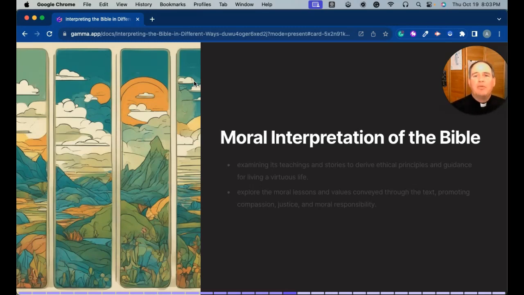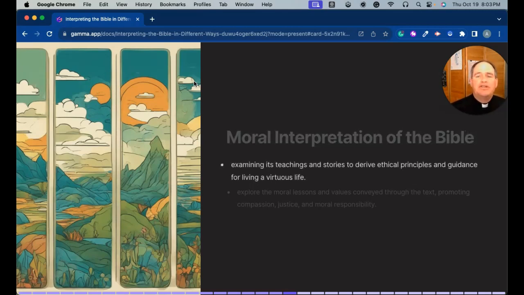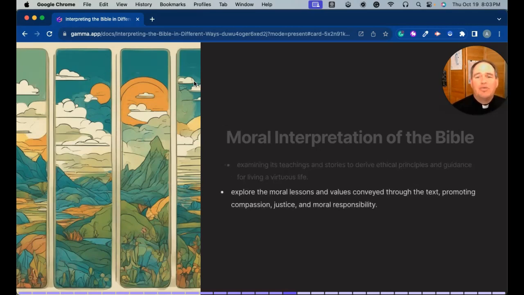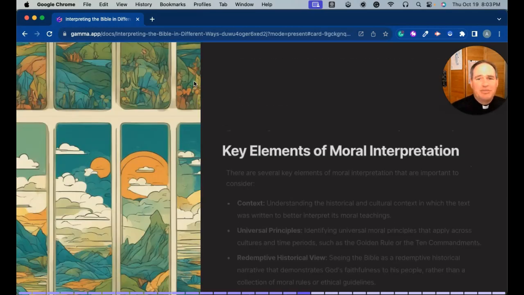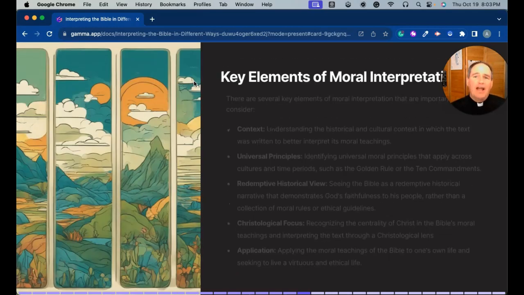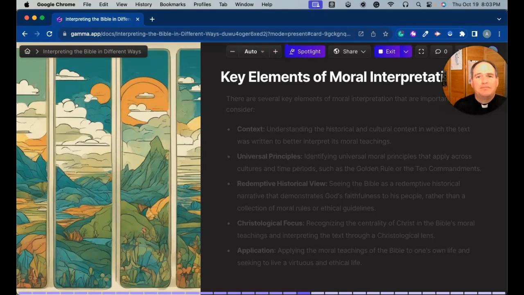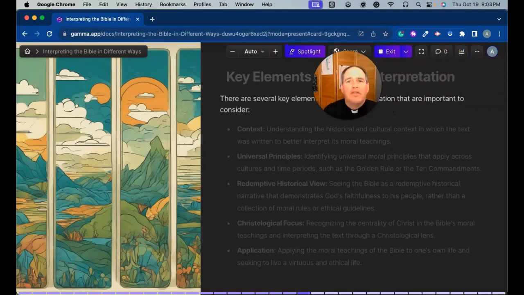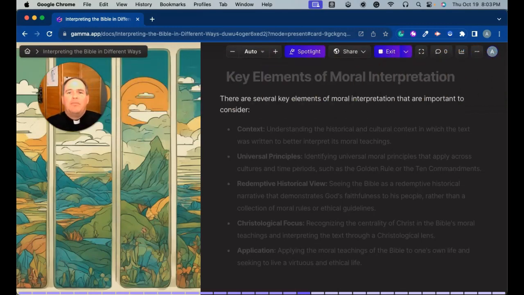So we can read the Bible as a moral story, which means we're looking at the teachings and stories and trying to derive ethical principles that give us a guide to living a virtuous life. We can look at moral lessons, and at values conveyed throughout the text, things like promoting justice, moral responsibility, etc. There are several key elements to consider.